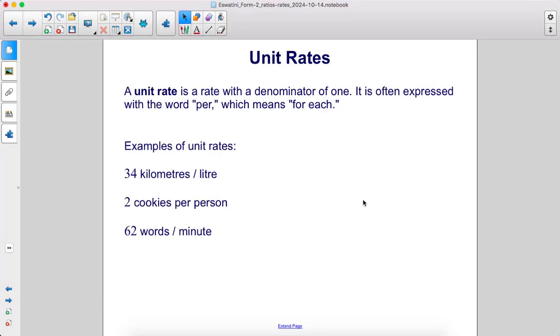A unit rate is a rate with a denominator of 1. It is often expressed with the word per, which means for each. Here are some examples. 34 kilometers per liter, 2 cookies per person, and 62 words per minute.